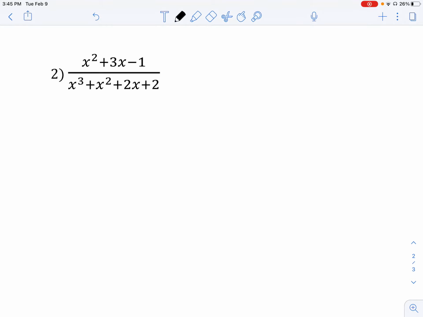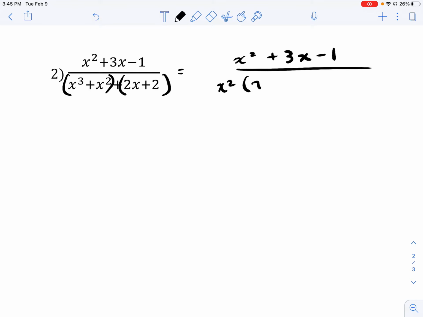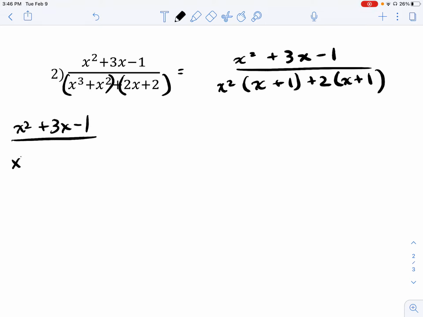So here, I want to go ahead and factor that denominator. So this is x squared plus 3x minus 1, and then the denominator here, well, I notice I can factor this by grouping. So I'm going to write x squared times x plus 1, plus 2 times x plus 1, which then allows me to rewrite this as the following. We can say x squared over this denominator, plus 3x minus 1, is going to be factored as x squared plus 2 times x plus 1.